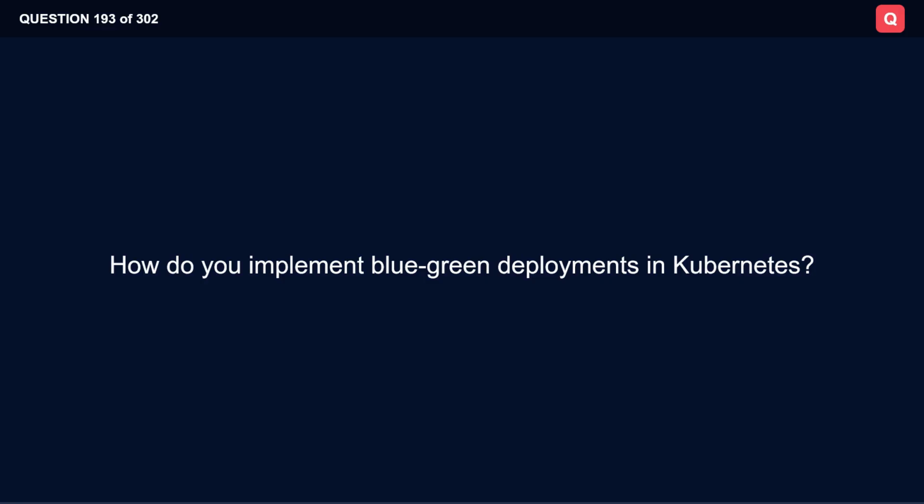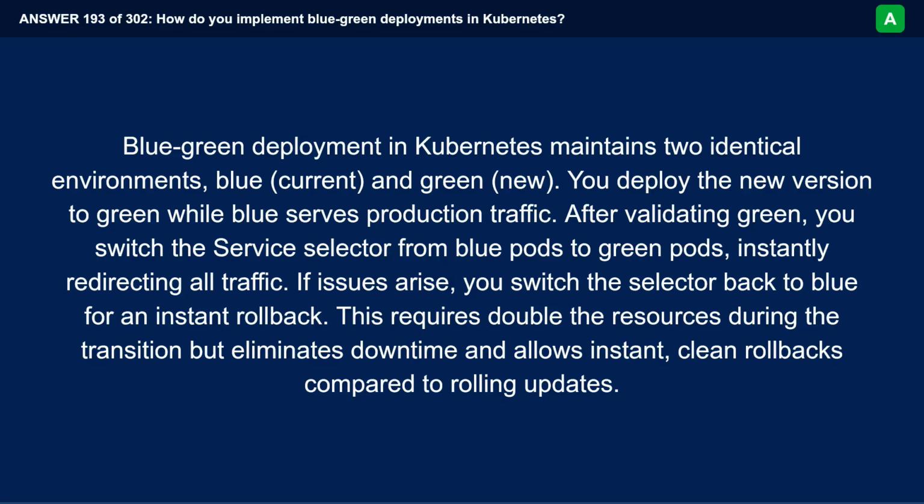How do you implement blue-green deployments in Kubernetes? Blue-green deployment in Kubernetes maintains two identical environments, blue, current, and green, new. You deploy the new version to green while blue serves production traffic. After validating green, you switch the service selector from blue pods to green pods, instantly redirecting all traffic. If issues arise, you switch the selector back to blue for an instant rollback. This requires double the resources during the transition, but eliminates downtime and allows instant, clean rollbacks compared to rolling updates.